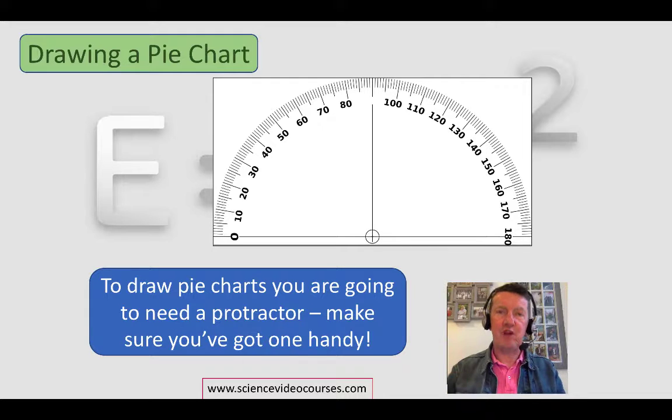Okay, now what do you need? First of all, a protractor. Now somewhere in the depths of your pencil case or your rucksack you'll have a protractor. It comes out very rarely, but you're going to need one to draw your pie chart. So find it, dust it off, and let's get started.